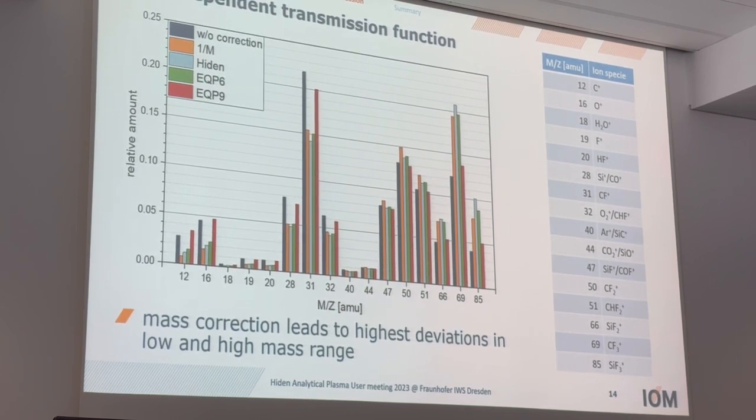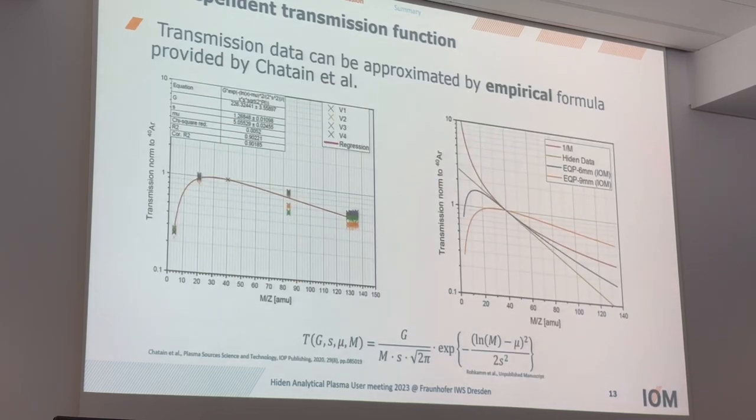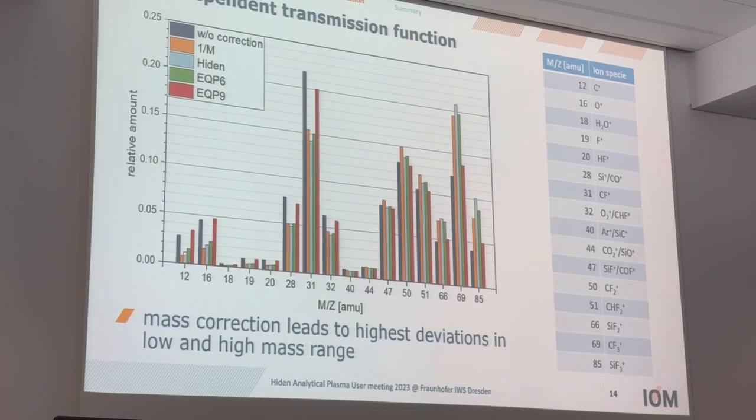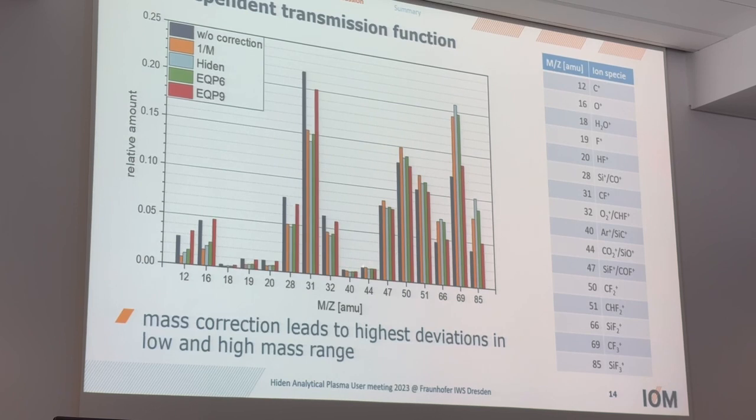And as you can easily see from that picture, the curves for the 6mm system, the Hiden data, and the 1/m approach are approximately equal. You also see that in these data the orange, the light blue, and the green bars are almost in the same order of magnitude, but the red curve, the EQP9 system, which was used here for recording these data, shows a relatively high deviation from the other data.